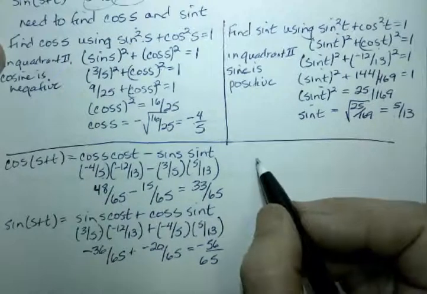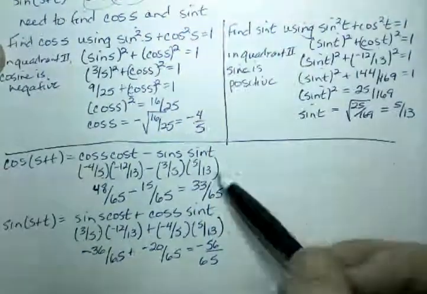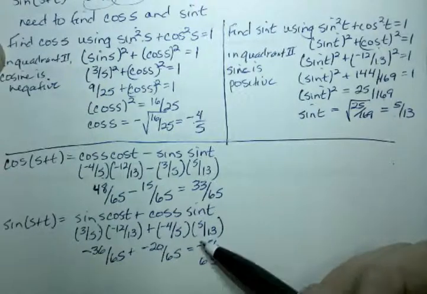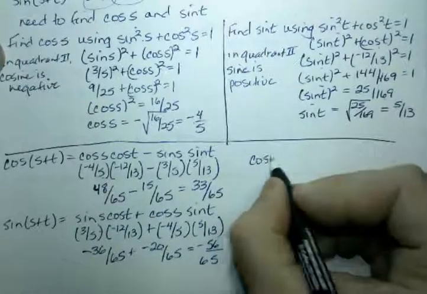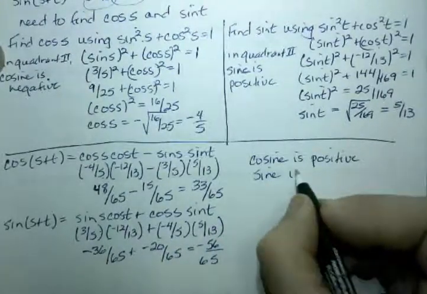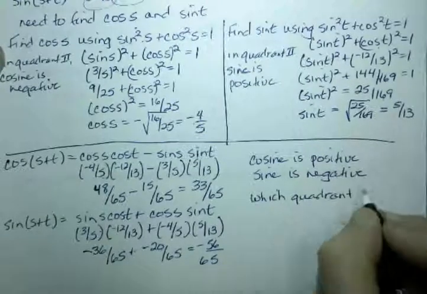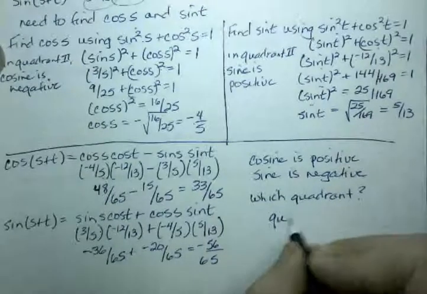Now the last question was to find the quadrant of S plus t. I'm just looking at whether my cosine and sine are positive or negative. My cosine is positive. My sine is negative. I want to know which quadrant that would be, where cosine is positive and sine is negative would be quadrant 4.